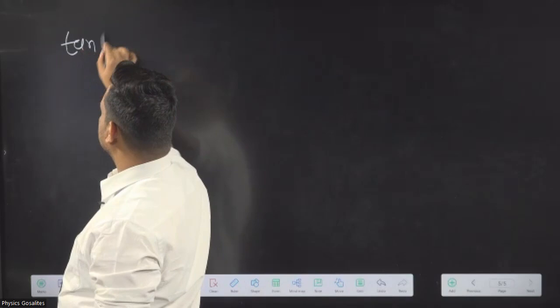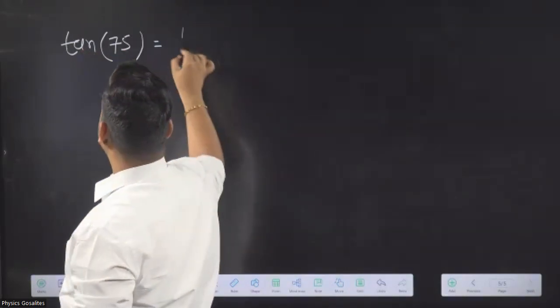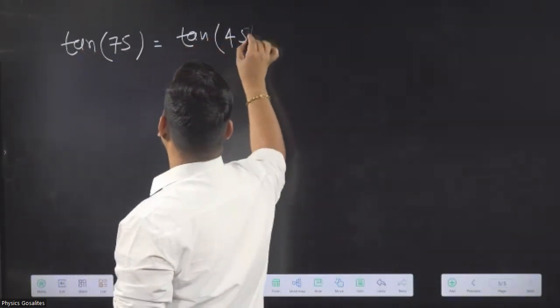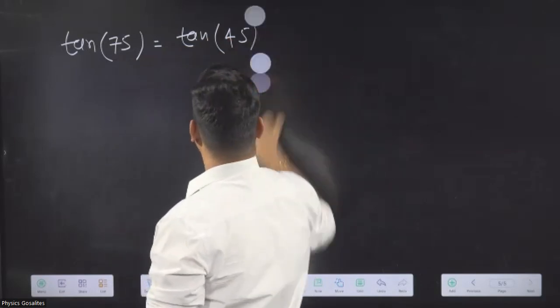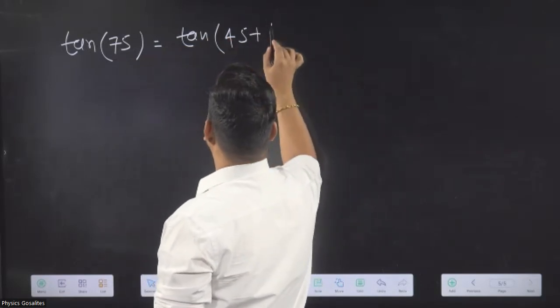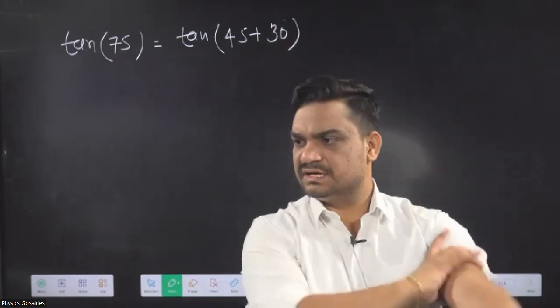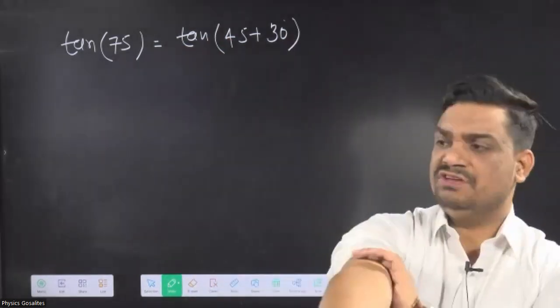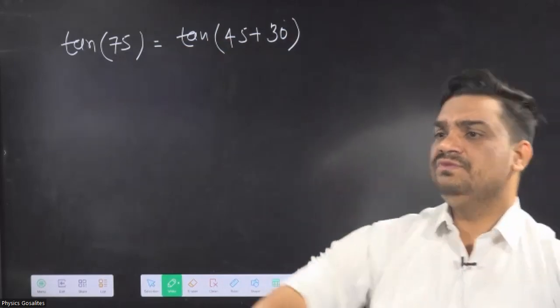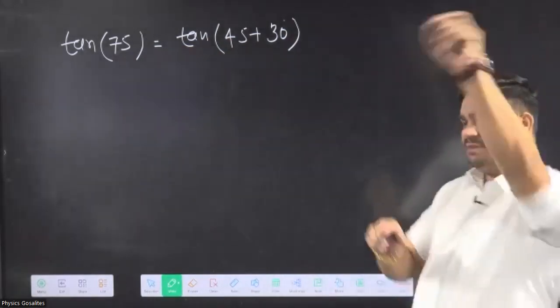Not by division. You can write tan 75 as tan 45 plus 30. What answer is coming? Just one time you can use the formula. What answer is coming? We can do it by division also. You already got the answer. We can say this becomes tan A plus tan B, okay?